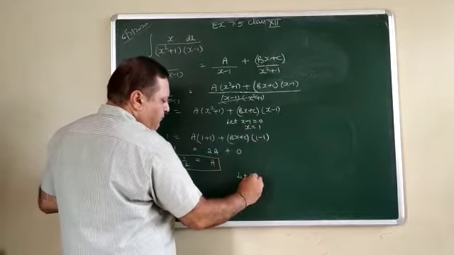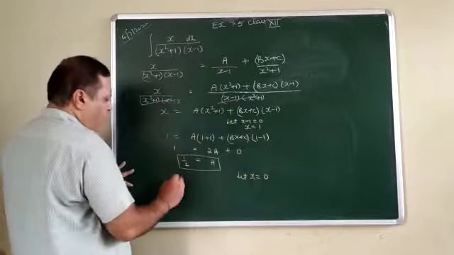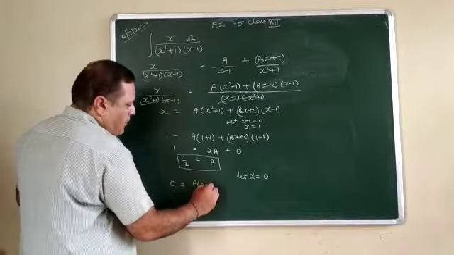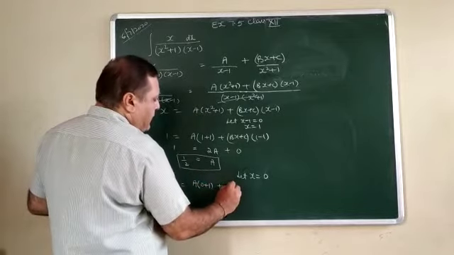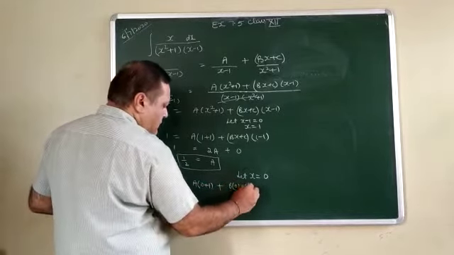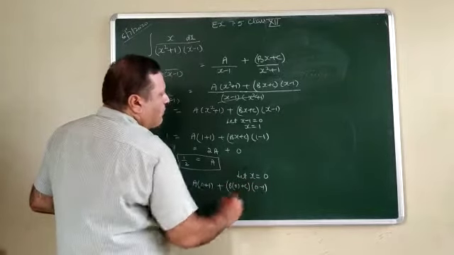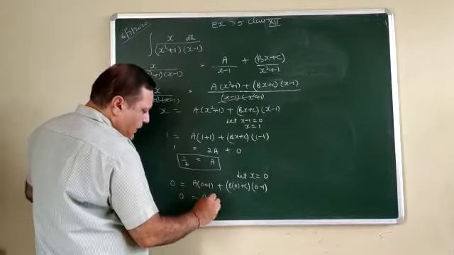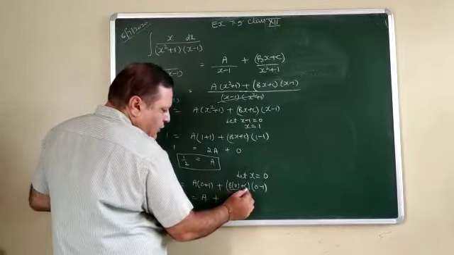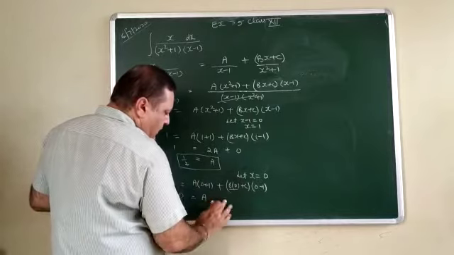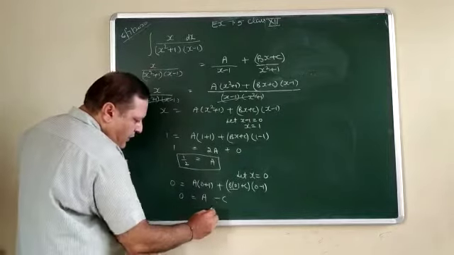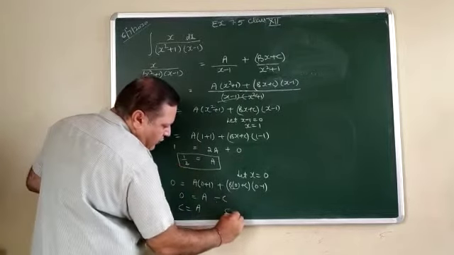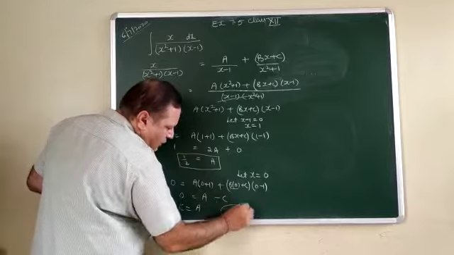Let x is equals to 0, then what happens? 0 is equals to a into 0 plus 1, plus b into 0 plus c, into 0 minus 1. Now it is 0 is equals to a plus, b term is 0, only c left, into minus 1, it becomes a minus c. From here c is equals to a, and a is equals to 1 by 2, therefore c is also equals to 1 by 2.